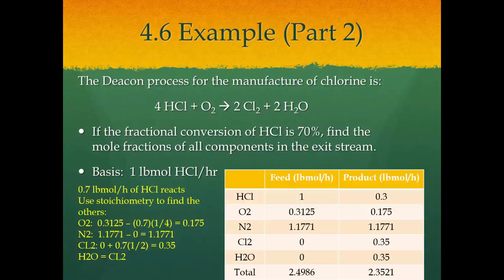If I continue using stoichiometric proportions, so 0.7 reacted, and 1 O2 reacts for every 4 that react, then I can get this equation for oxygen. Nitrogen doesn't react, so it stays the same. And Cl2 and H2O, they came in with nothing, but for every mole that reacted, 1 mole was formed. I guess I could have said 2 over 4, but 1/2. And I end up with 0.35 as my exit flow rates.